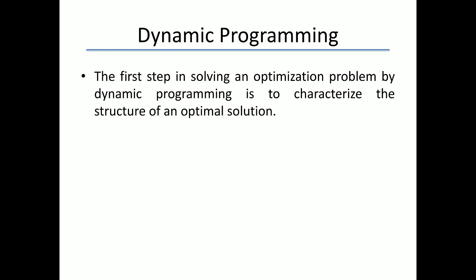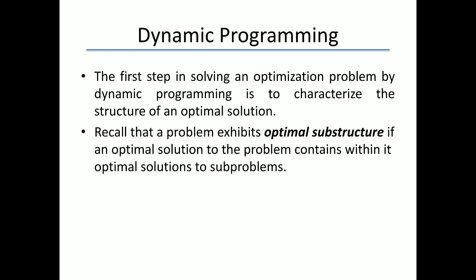Basically, there are two key elements that an optimization problem must have. We apply dynamic programming to optimization problems that we have already discussed in lecture number 1. An optimization problem must have optimal substructure and overlapping subproblems. The first step to solve an optimization problem by dynamic programming is to characterize the structure of an optimal solution. So what would be the structure of the optimal solution in the optimization problem?